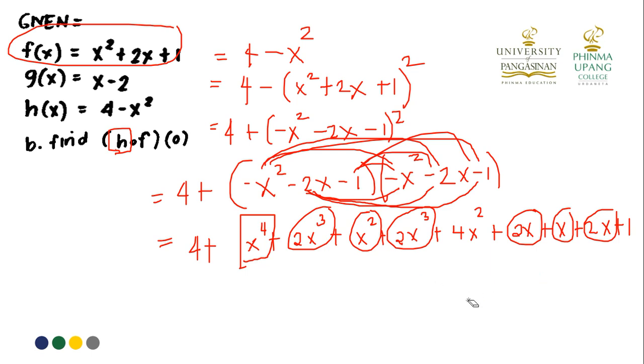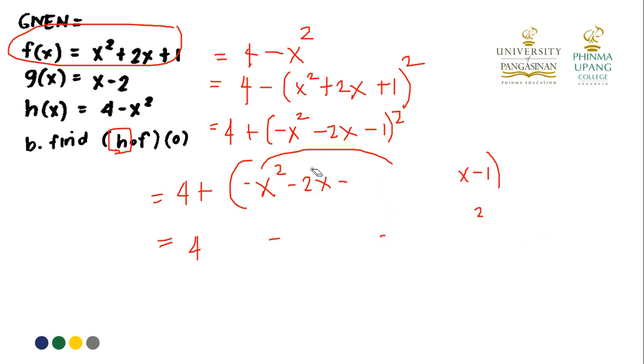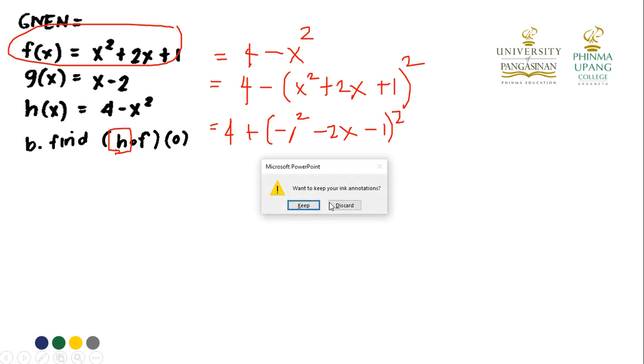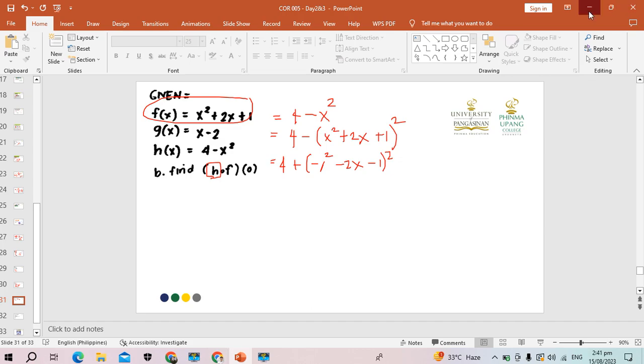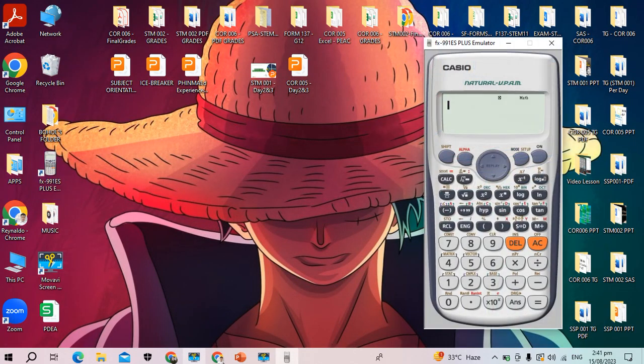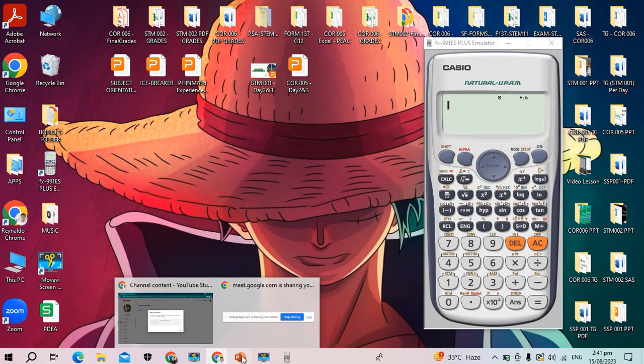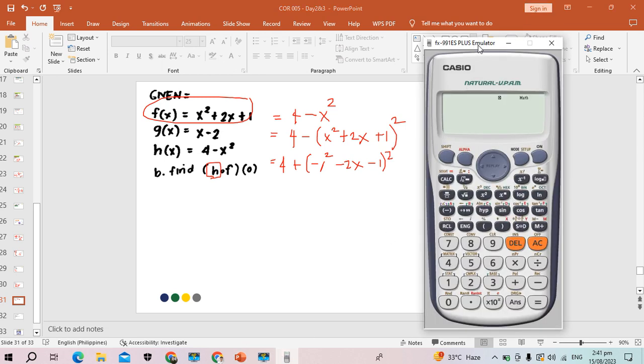Or do you want the shortcut? Hello? Shortcut. Yes, sir. Do you want the shortcut? Yes, sir. Okay. Wait a moment. Do you want the shortcut? Oh, there.